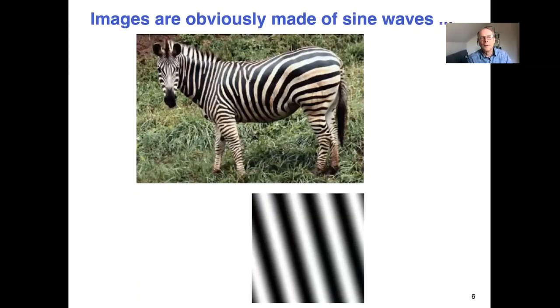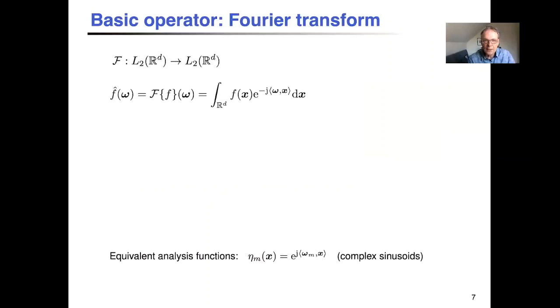Now, as you all know, just look around, images obviously are made of sine waves. That's a typical image here. So images are a sum of plane waves. You know, this is Fourier analysis. And so your basic operator in imaging is the Fourier transform.